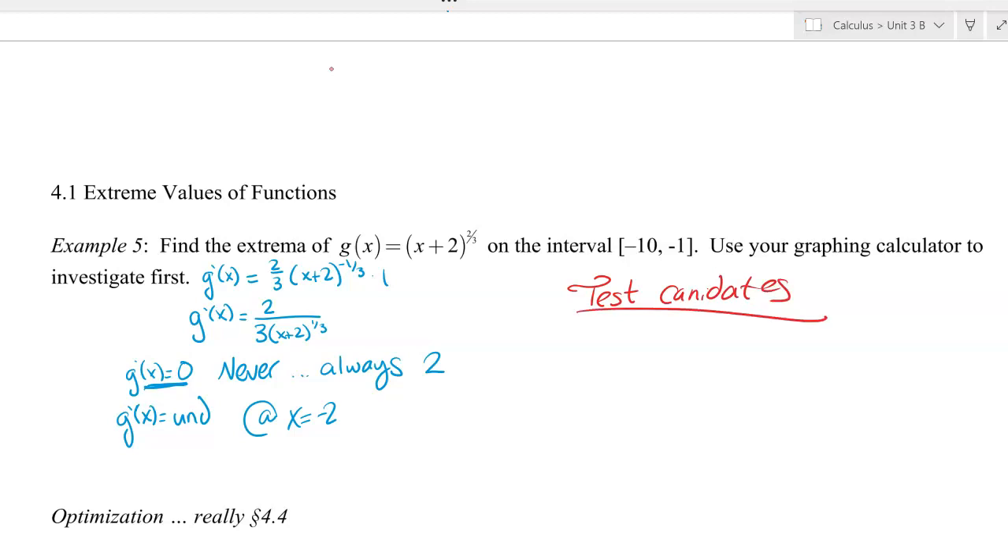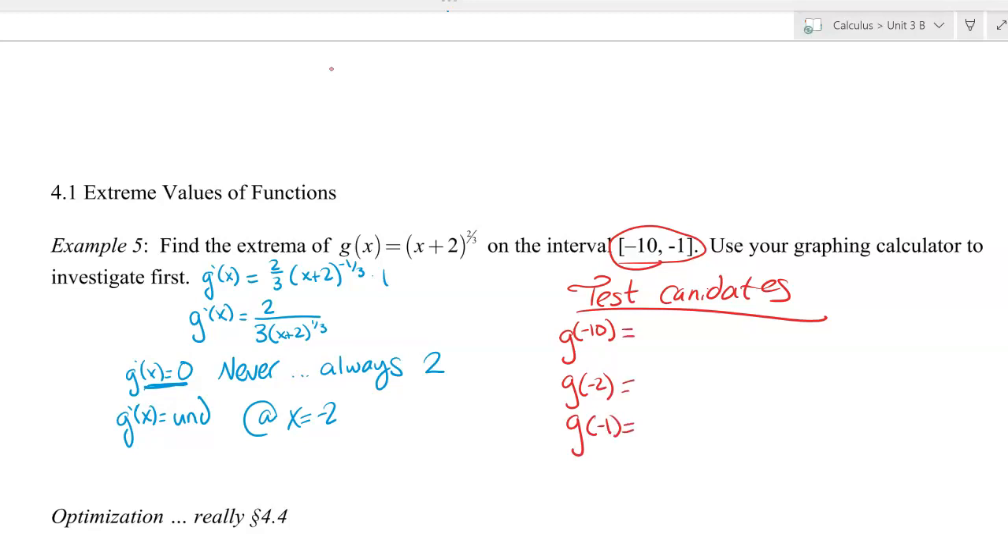Alright, so my test candidates are going to be my endpoints and my critical values that I found over here as well. So I need to be plugging in -10 into my original function, -2 into my original function, and -1 into my original function. So I'm going to have g of -10, g of -2, and g of -1.